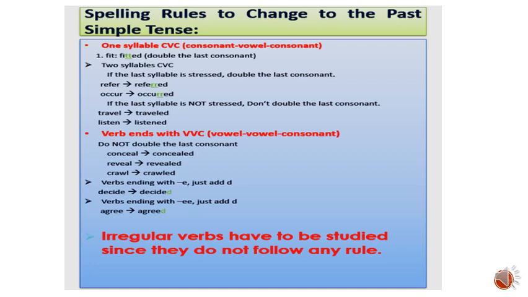For verbs that have 2 syllables but the last consonant isn't stressed, you do not double the last consonant, you just add ed. For verbs that are vowel, vowel, consonant, like conceal or reveal or crawl, these verbs are just changed into the past by adding ed. For verbs that end with e, you just add d. For verbs that end with double e, you just add d. And of course, for the irregular verbs, they have to be studied since they do not follow any rule.